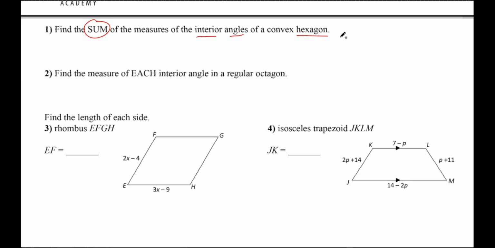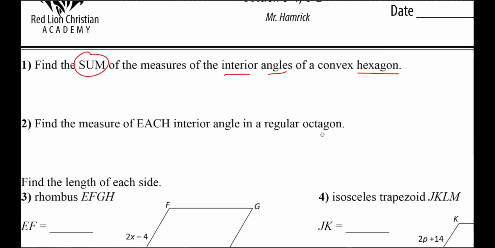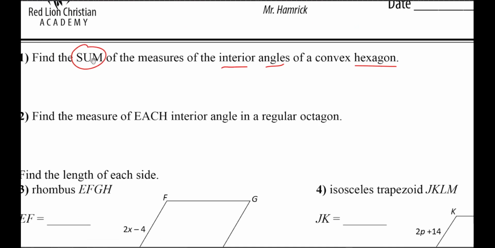We have a little formula for that. What's that? Zoom in. Can't see that? Is that better? All right. So we want to find the sum of the measures of the interior angles of a convex hexagon. Well, it's a simple little formula, and write down this formula. It's n minus 2 times 180.